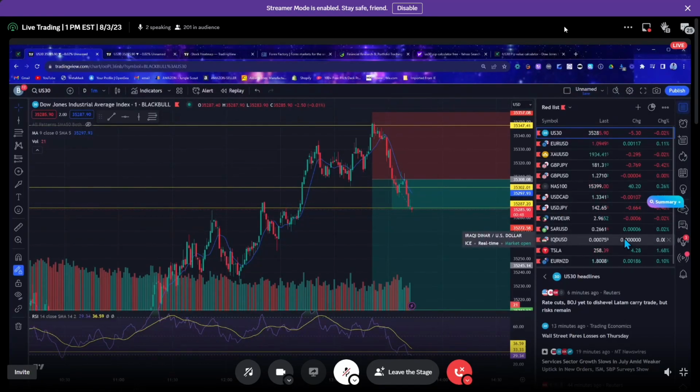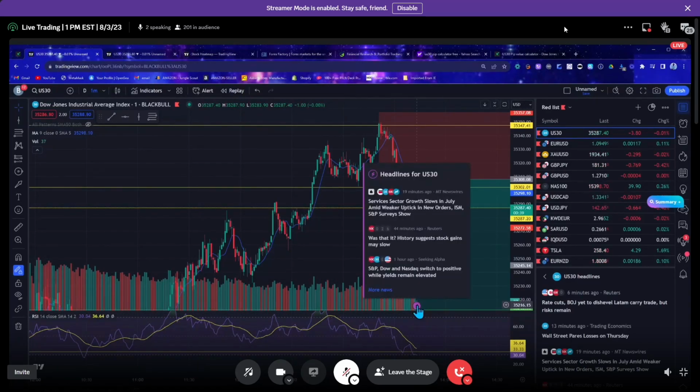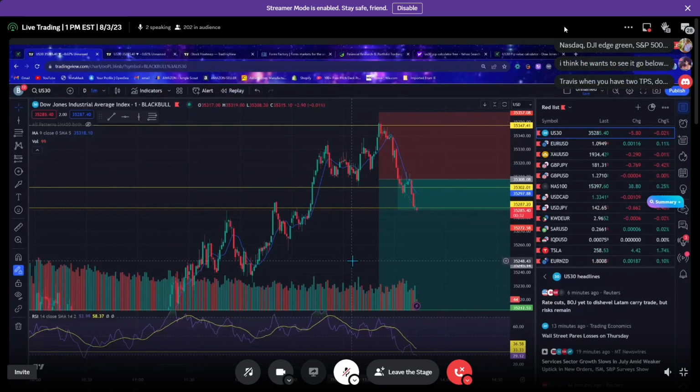All right, now we have price moving below. Some new news, Mr. T? No new news. Service sector growth slowly. No, nothing new. You'll know new news when you see a little red dot on top of this thing right here.